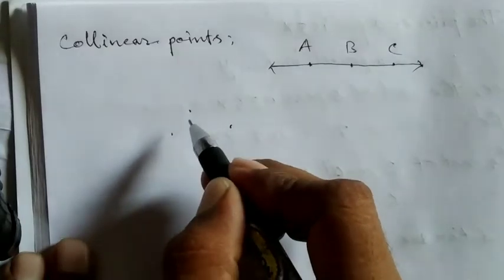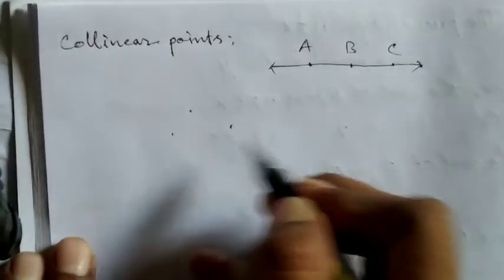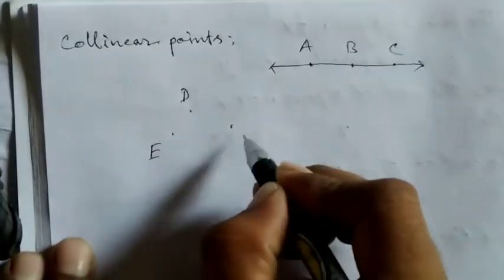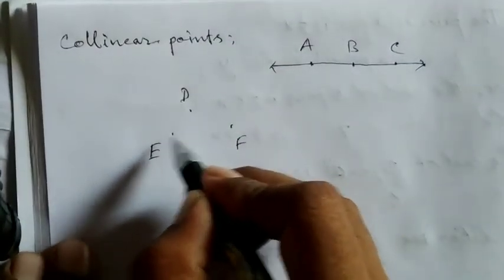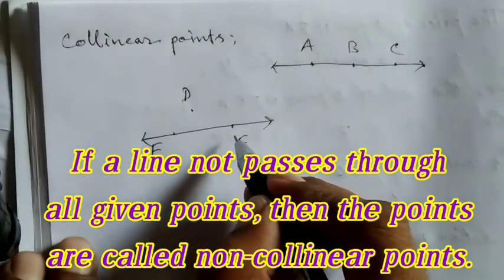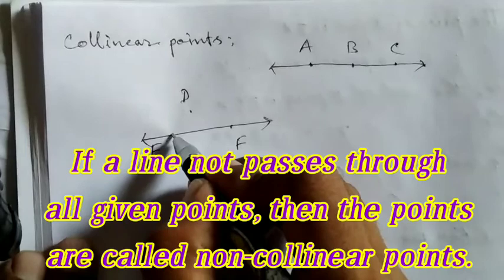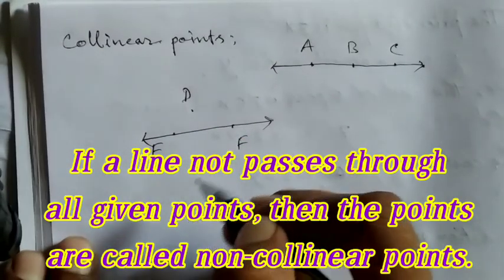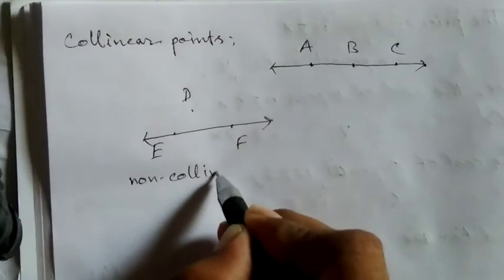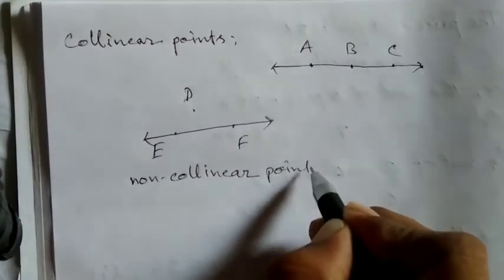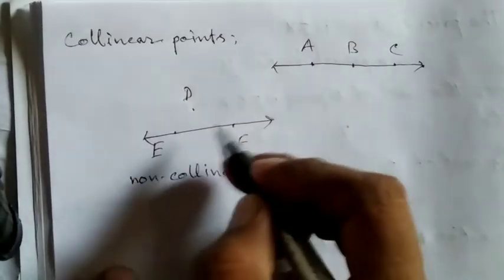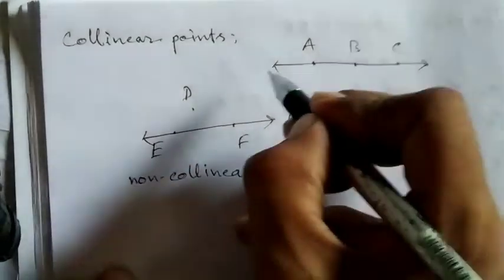In the other case, if 3 points lie on the paper like this, they are D, E and F, and we can draw a line which passes through only 2 of the given points, then these 3 points are called non-collinear points, because this line is not passing through all these points. If the line is L and this one is M.